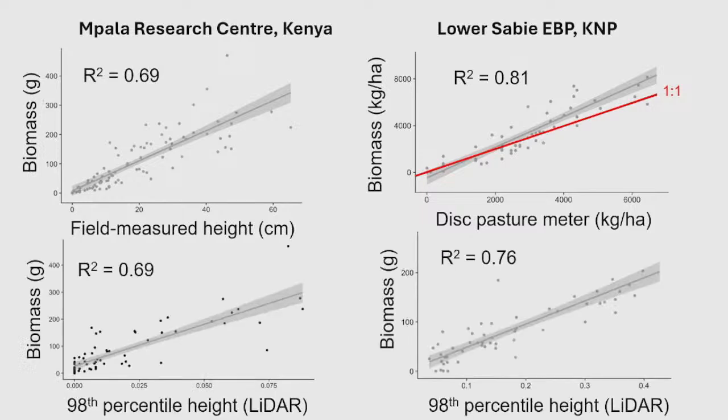These are the same field harvested biomass data on the y-axis here, but now looking at LiDAR metrics instead of field metrics. So in both cases, the best fit line that we had was using this 98th percentile height metric, which is basically the maximum height of the vegetation. In Kenya, this scaling relationship works just as well, identically to measuring height in the field. So that's a good test of the fact that we can, in fact, measure grass height with LiDAR. And here in Kruger, again, 98th percentile height works comparably well to the disc pasture meter.